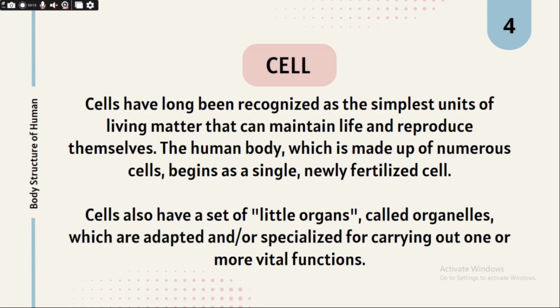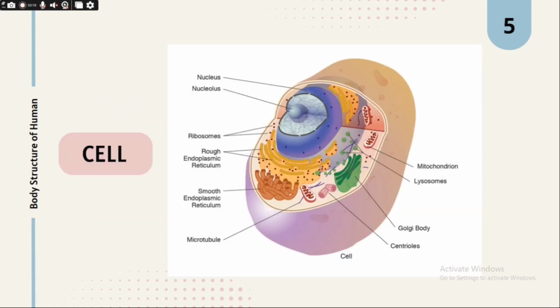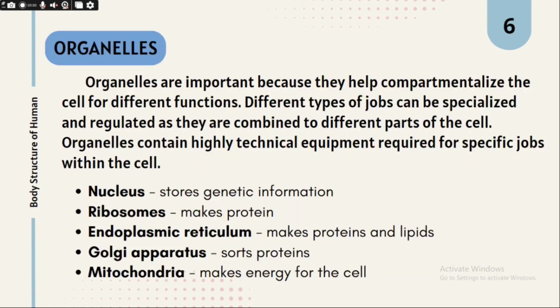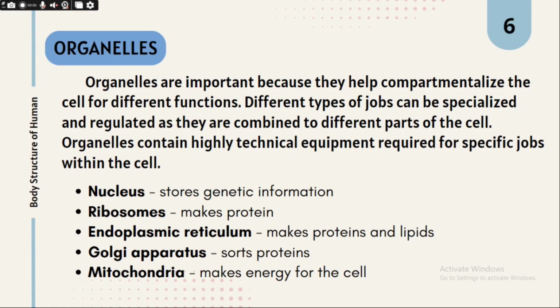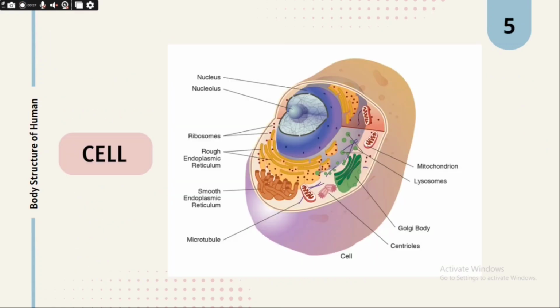Cells also have a set of little organs. So as we can see in this diagram, a cell has a nucleus, ribosomes, endoplasmic reticulum, microtubule, centrioles, Golgi body, lysosomes, mitochondrion, and so on. Organelles are important because they help compartmentalize the cell for different functions. Different types of jobs can be specialized and regulated as they are confined to different parts of the cell. Organelles contain highly technical equipment required for specific jobs within the cell.